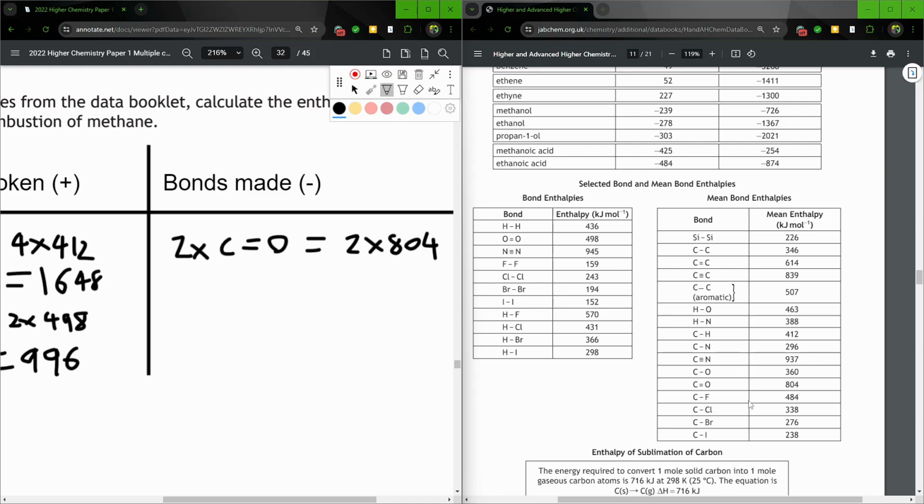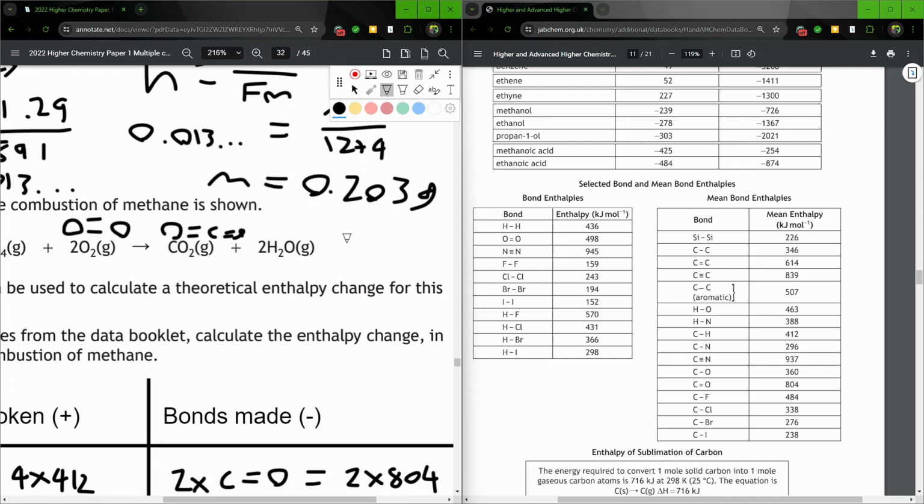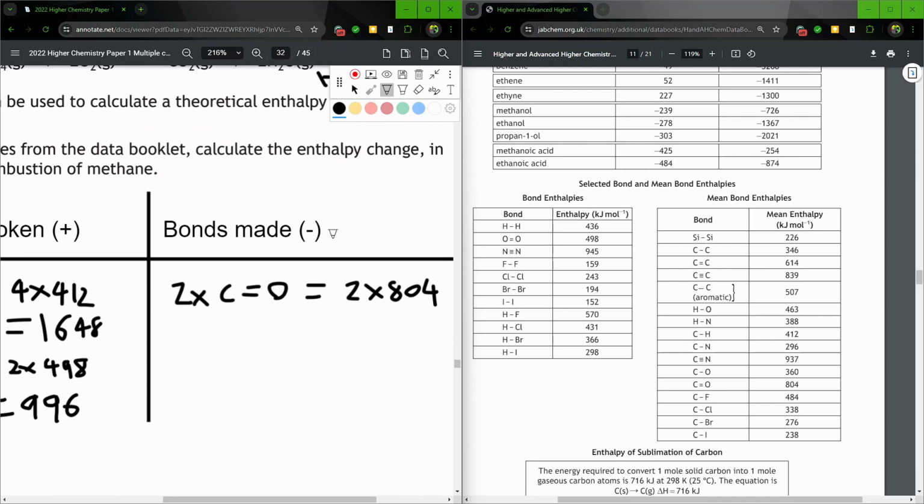And then the other one is these water molecules. So remember, water is like this, so it's just going to be 2 O-H bonds per water molecule, but since there are 2 of them, it's actually 4, and that's 463.